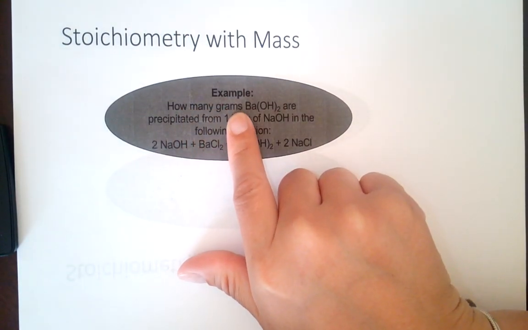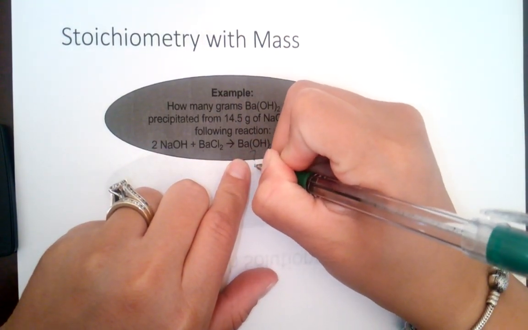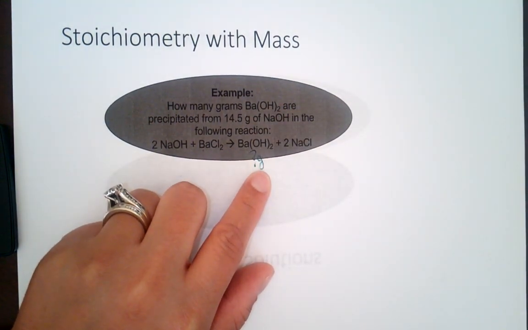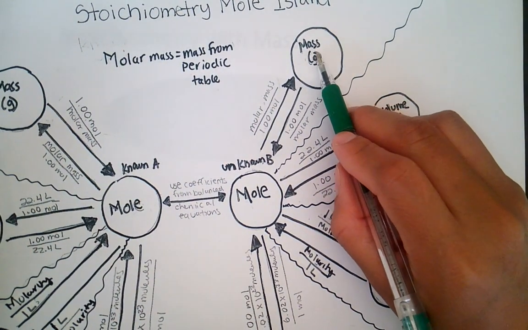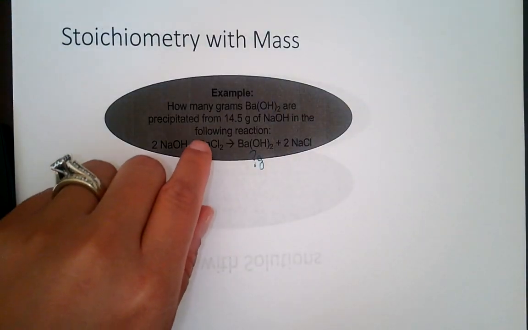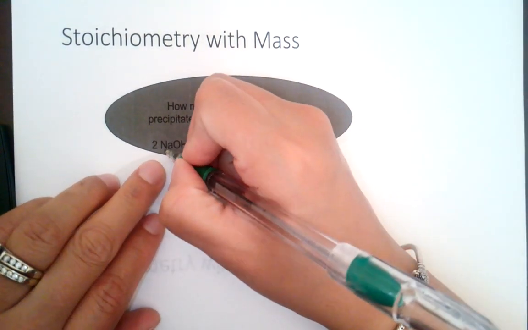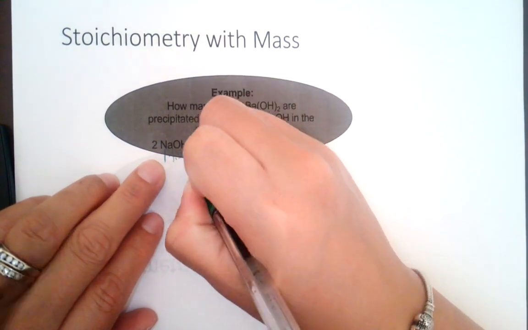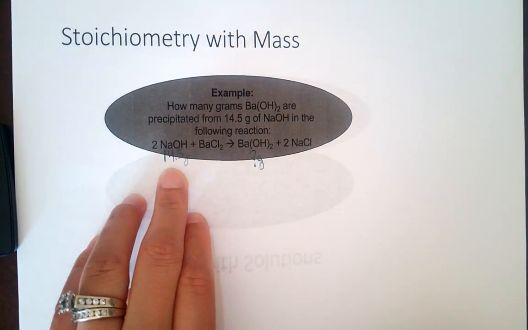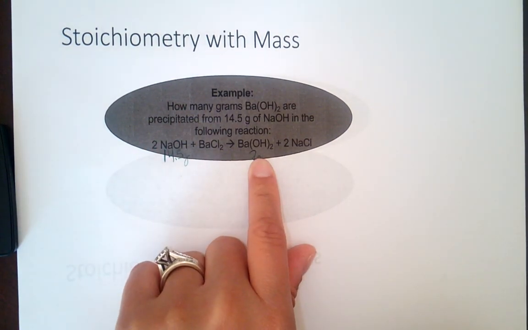So it says, how many grams? So we want to know grams of BaOH2. So that's going to be like our little question mark. I always like to put a question mark, and I like to put the units so I know where I'm ending up. I'm going to find the question mark of grams of BaOH2. That means I'm going to end up here eventually, but I want to know where I'm starting. Are precipitated from 14.5 grams of NaOH. They're telling me I have 14.5 grams of this. How many grams of this do I make?